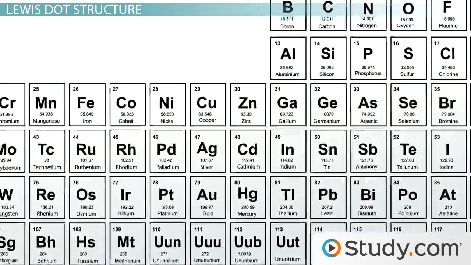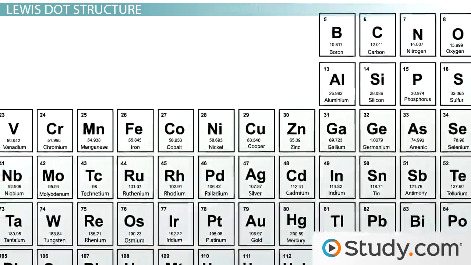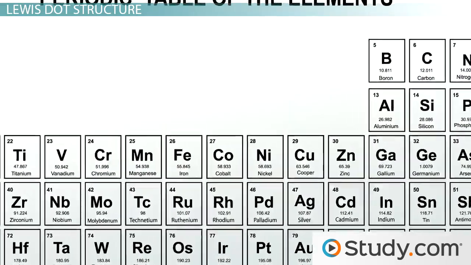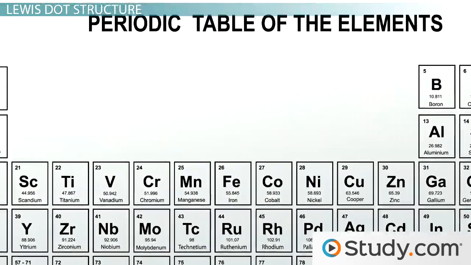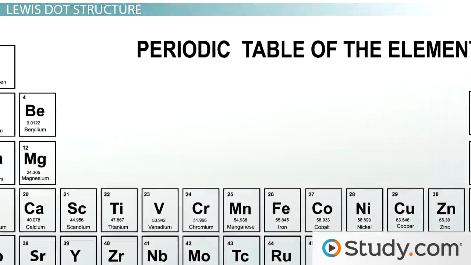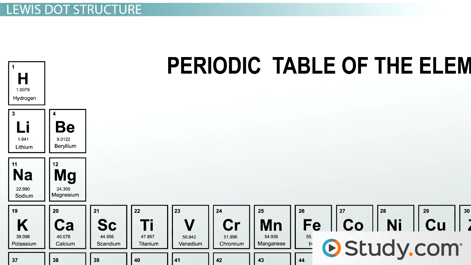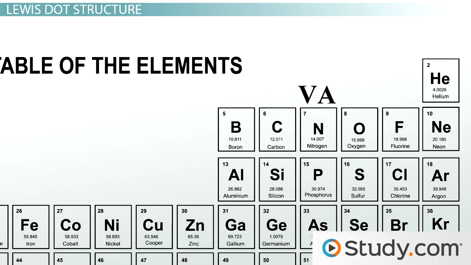To make a Lewis dot structure, you first have to identify how many valence electrons an element has. The easiest way to do this is to look at the element's group number on the periodic table. The group is a column on the table. Group 1A has 1 valence electron. Group 2A has 2 valence electrons. Group 5A has 5 valence electrons. Helium in group 8A is the only exception. It has only 2 valence electrons.